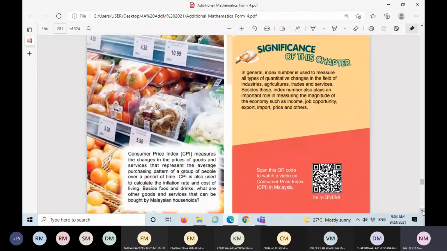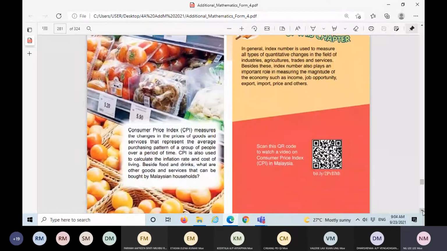Okay, if you go through all this, index number. If you listen to the news about our country regarding the economy, you will always hear this word, consumer price index, CPI. So this CPI is also one type of index number.